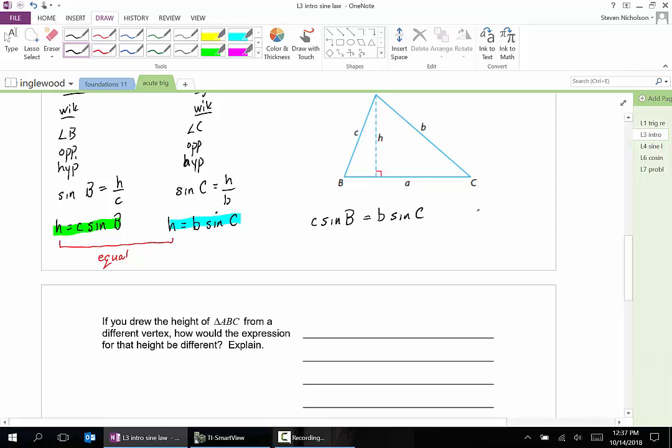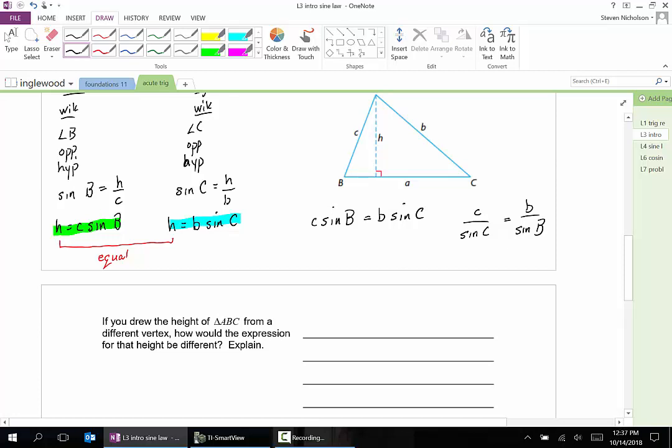here's what we would end up with. And if I divided both sides by sine b, here's what we would get. We would get the c's with the c's and the b's with the b's. And again, if you have a question about that, we can go over that in class.